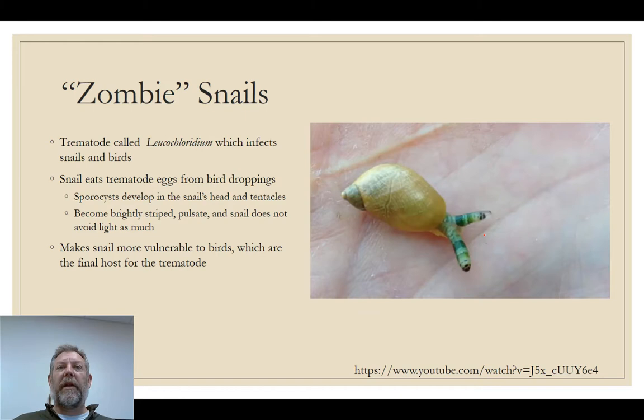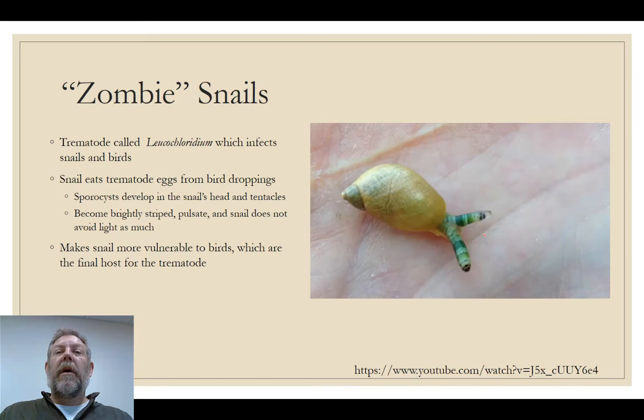Here's a really cool example, and I'm going to show you this example in class. This is a trematode that uses mollusks as part of its life cycle, just like all the examples I gave you did anyway. So it infects snails and infects birds. The snail picks up the eggs of the trematode by eating bird droppings, right? So that's a bird-snail life cycle.